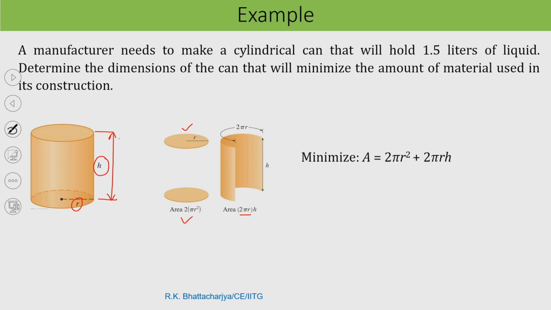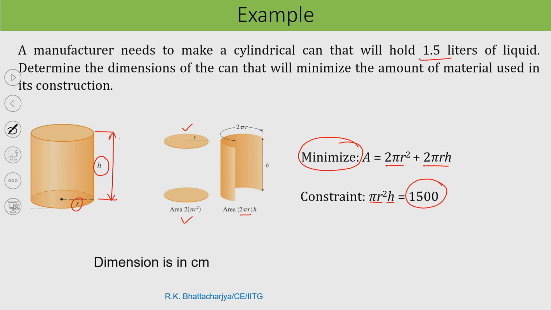So, what is the total material used? This is 2 pi r square plus 2 pi r h, and what is your objective? I would like to minimize the material cost. So, minimize A equal to 2 pi r square plus 2 pi r h, and there is a constraint here. What is the constraint? The volume. What is the volume? Pi r square into h, that should be equal to 1500. So, it should be equal to 1.5 liter, and all dimensions are in centimeter.